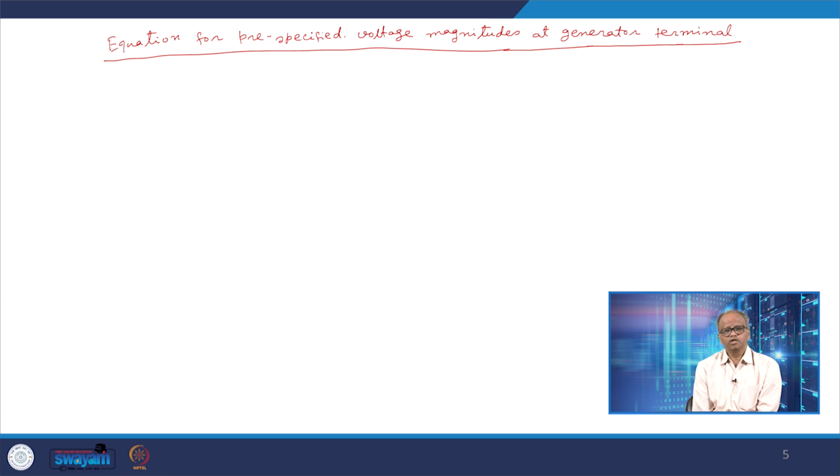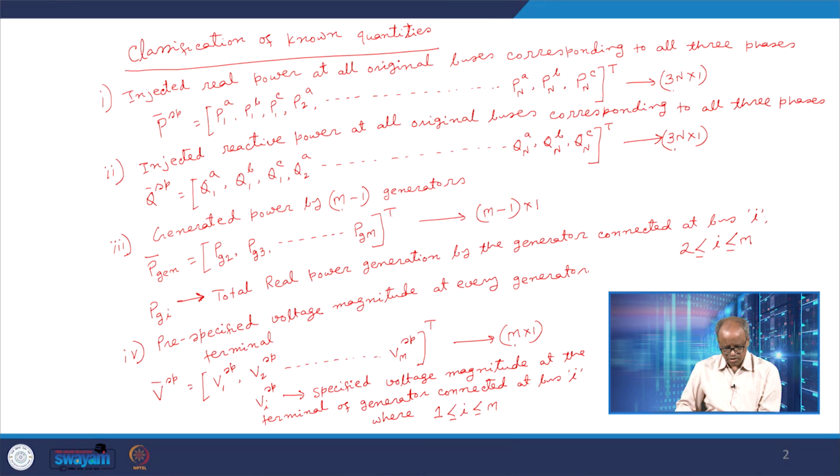Now, if we are talking about three different voltage magnitudes at each of these terminals, then for M generators we will have 3M quantities. But we have just now said that for every generator there is only a pre-specified voltage magnitude, that is essentially Vi specified. It is only a single quantity. Why are we only pre-specifying a single quantity?